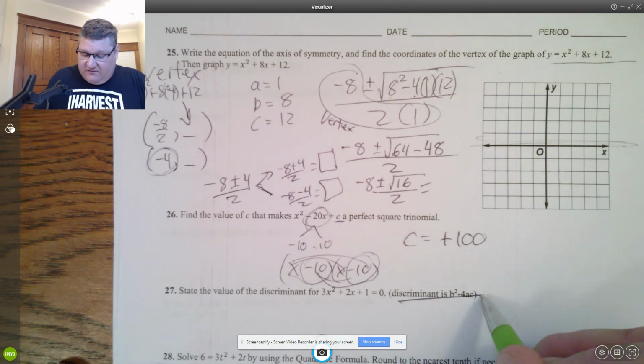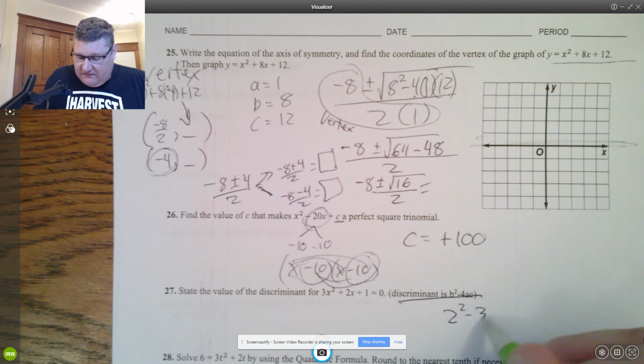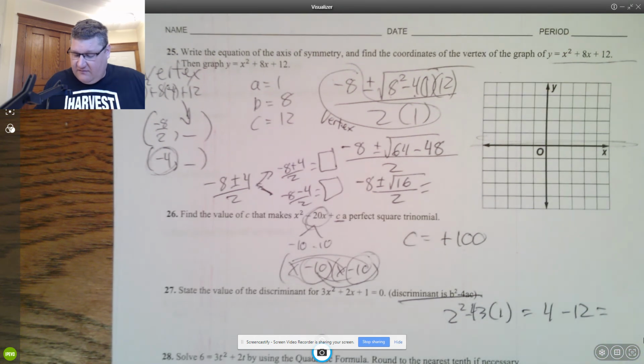Now, the discriminant is just b squared minus 4ac, so it's 2 squared minus 4 times 3 times 1. And so I have a problem here. I have 4 minus 12. Well, that is, you need to figure it out. And what does that mean?